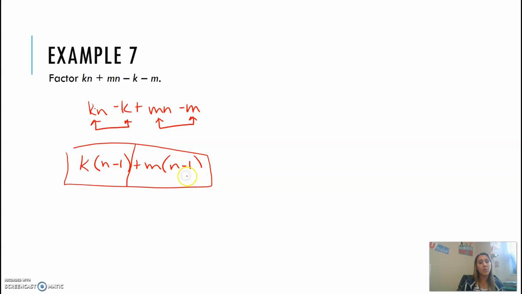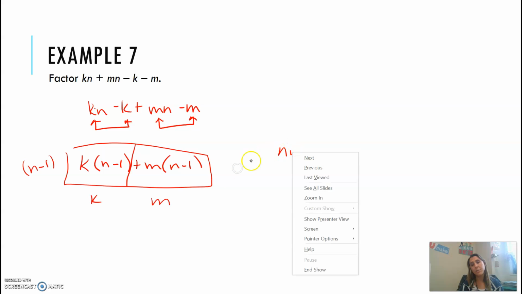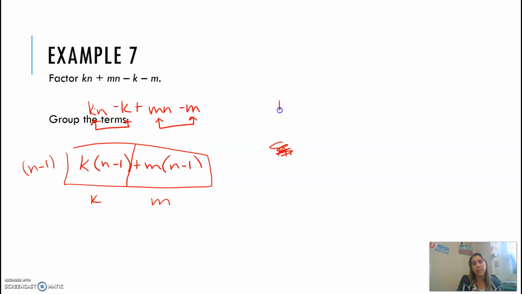So the common factor is n minus 1, and then I end up with K plus M. So then my answer is going to be n minus 1 times K plus M. All right, go ahead and hit pause. Make sure you get this in your notes. And we're going to do another one.